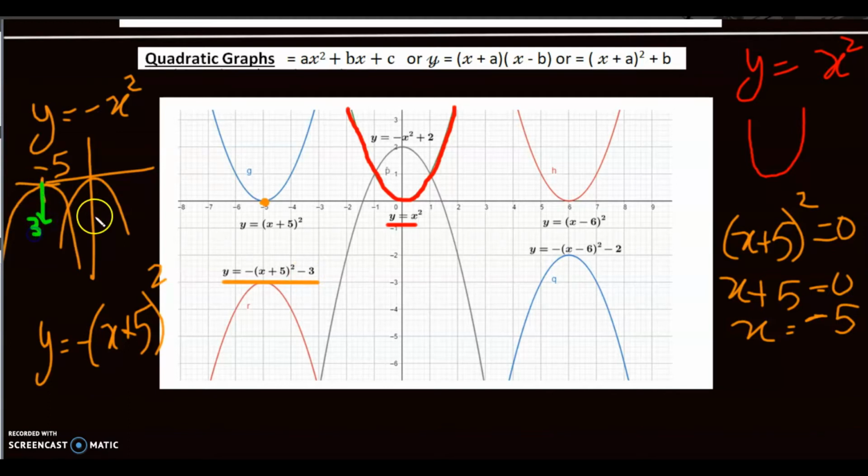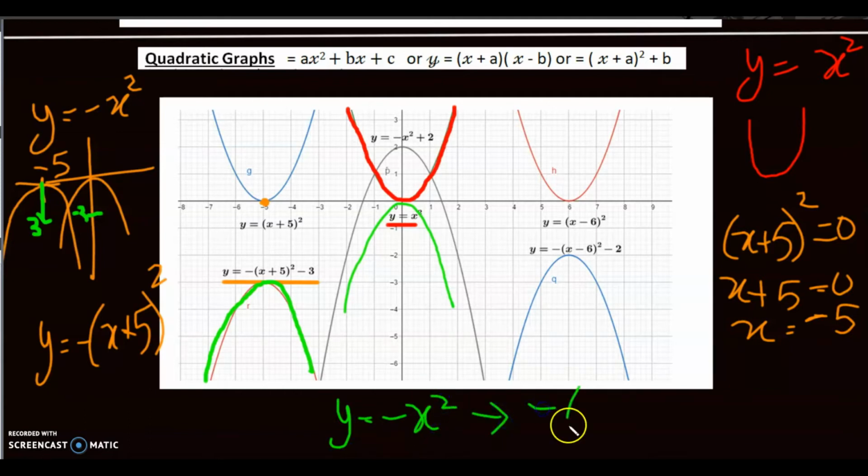So it goes 3 units down since it's minus 3. So bring this graph 3 units down, that's why this graph will land here. So the original graph, let's repeat, the original graph is going to be something like this, which is y equals minus x square.